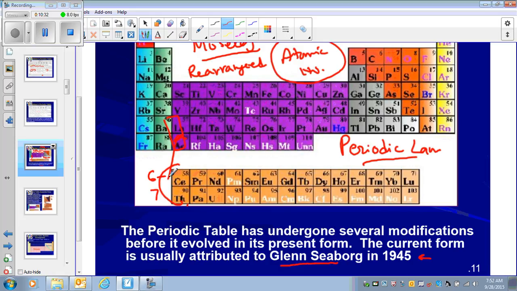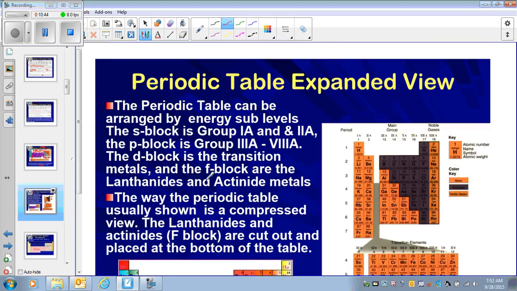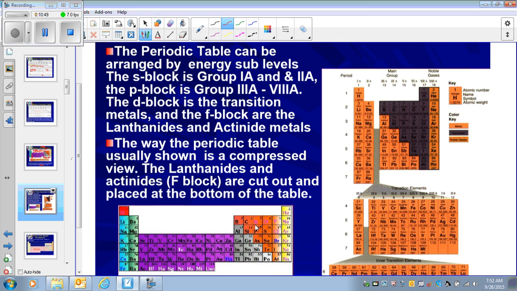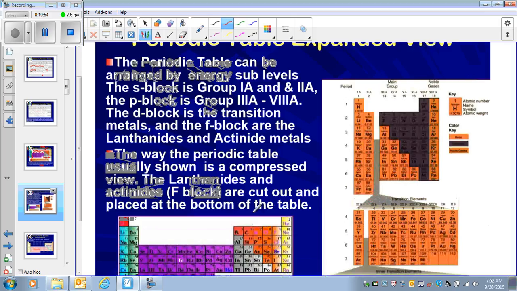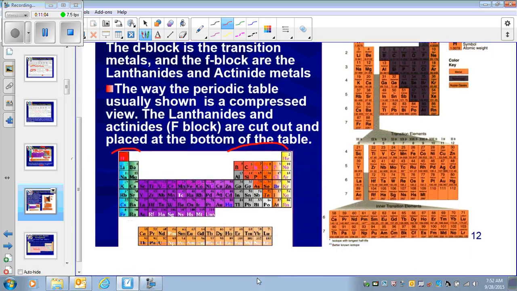These lanthanides still belong to period 6, and the actinides still belong to period 7, but they are written at the bottom. This is the latest form of the periodic table that we see now. The periodic table can also be arranged by sub-levels. We talked about it earlier when I was talking about atomic structure, that we can talk about s block, p block, d block elements. In another way, these are the main group elements, and these at the bottom are called the rare earth elements, these are transition elements.